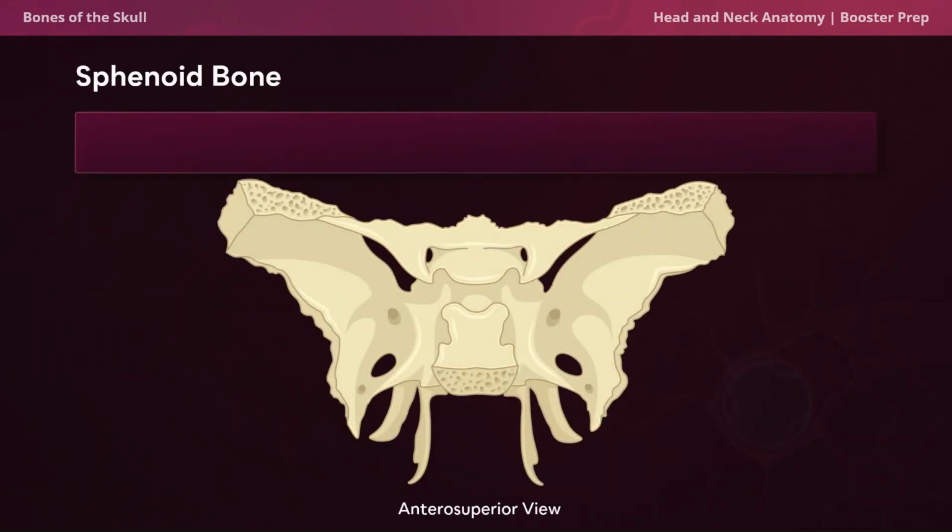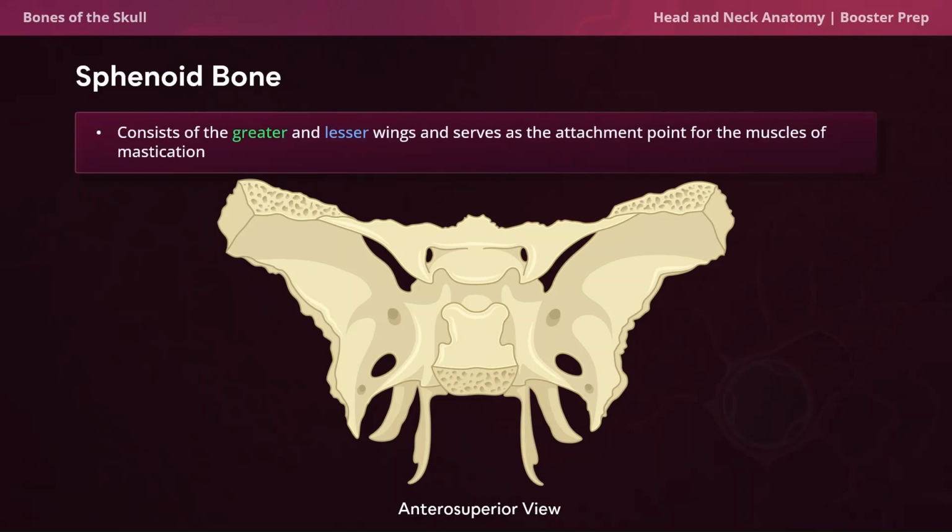So when looking from a superior view, the sphenoid bone is a large wing-like structure that consists of the greater wing and the lesser wing. The sphenoid bone serves as an attachment point for the muscles of mastication and contains several important foramina, which we will go into more detail when we discuss the foramina of the skull.